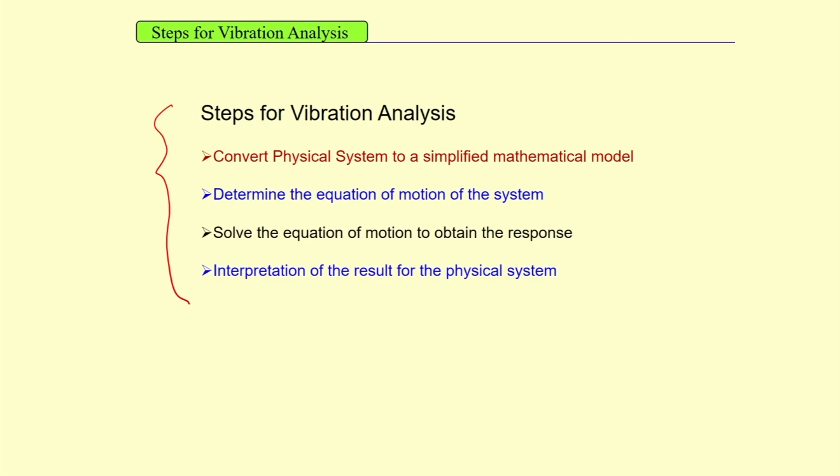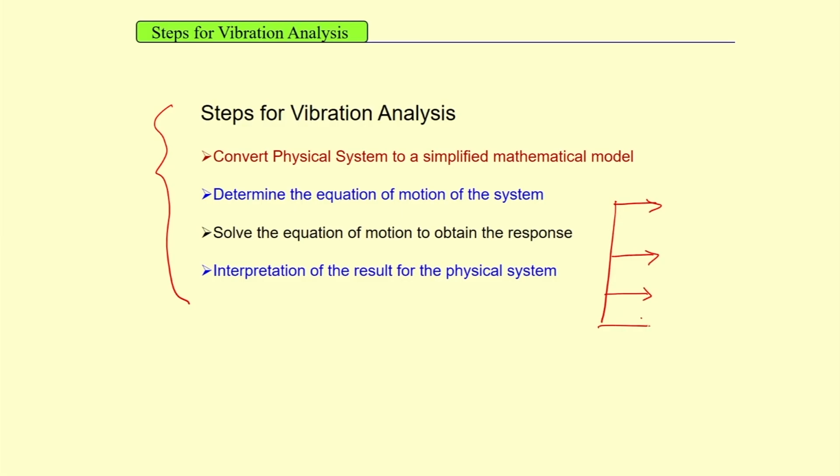Third, we have to solve the equation of motion to obtain the response. Then, after getting the response, we may have to interpret the results for a physical system. When we are solving the equation of motion of a nonlinear system, we may get four different types of solutions.